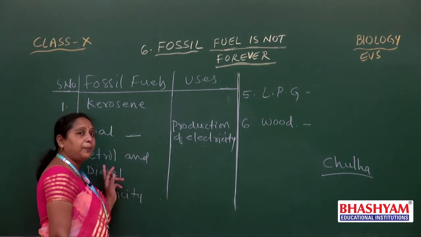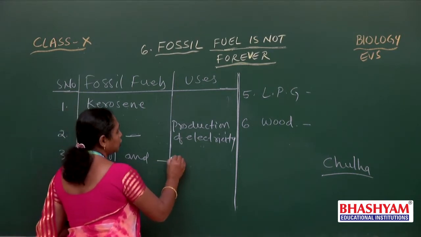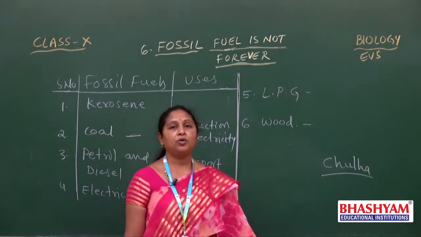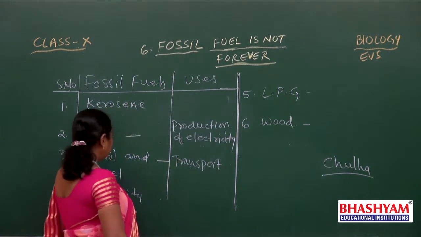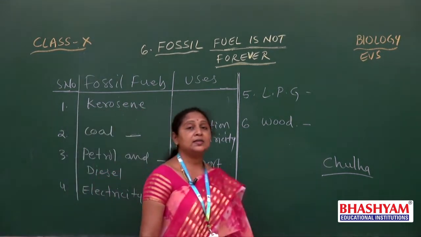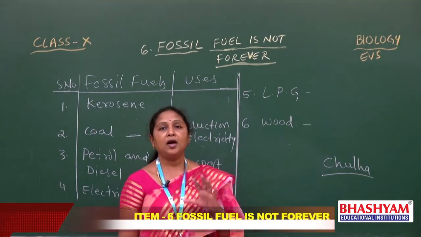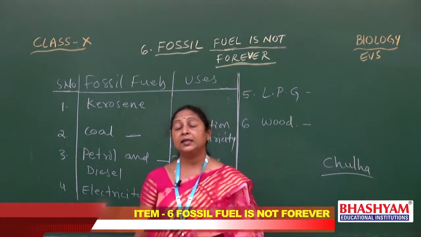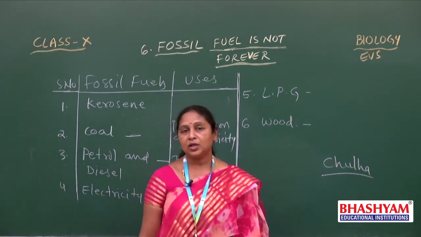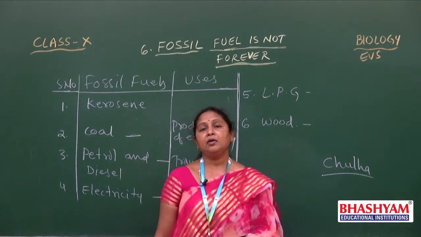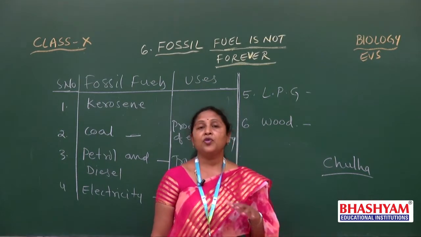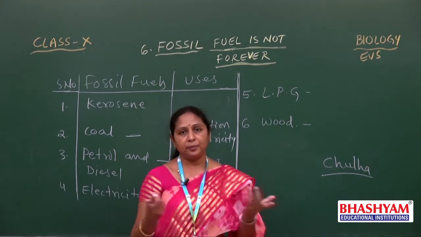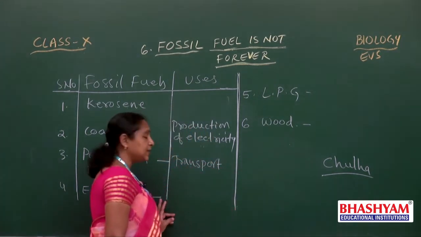In the same way, petrol and diesel are mainly useful for transport. A number of vehicles run with the help of petrol and diesel only. And then electricity: as we are living a modern life, a number of electrical instruments are available in our house, like cooking ovens, toasters, and geysers to warm up water. Nowadays we use electrical instruments for cooking, heating, boiling or burning, for a number of purposes.